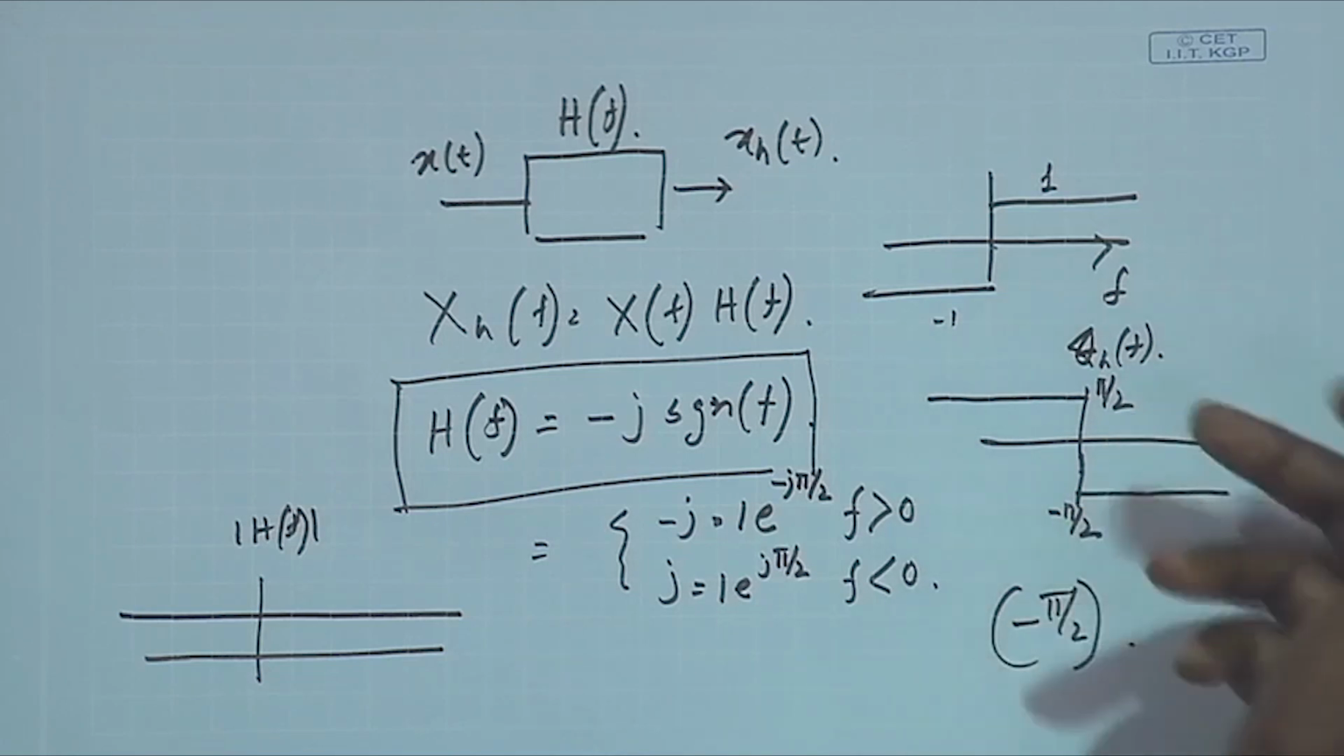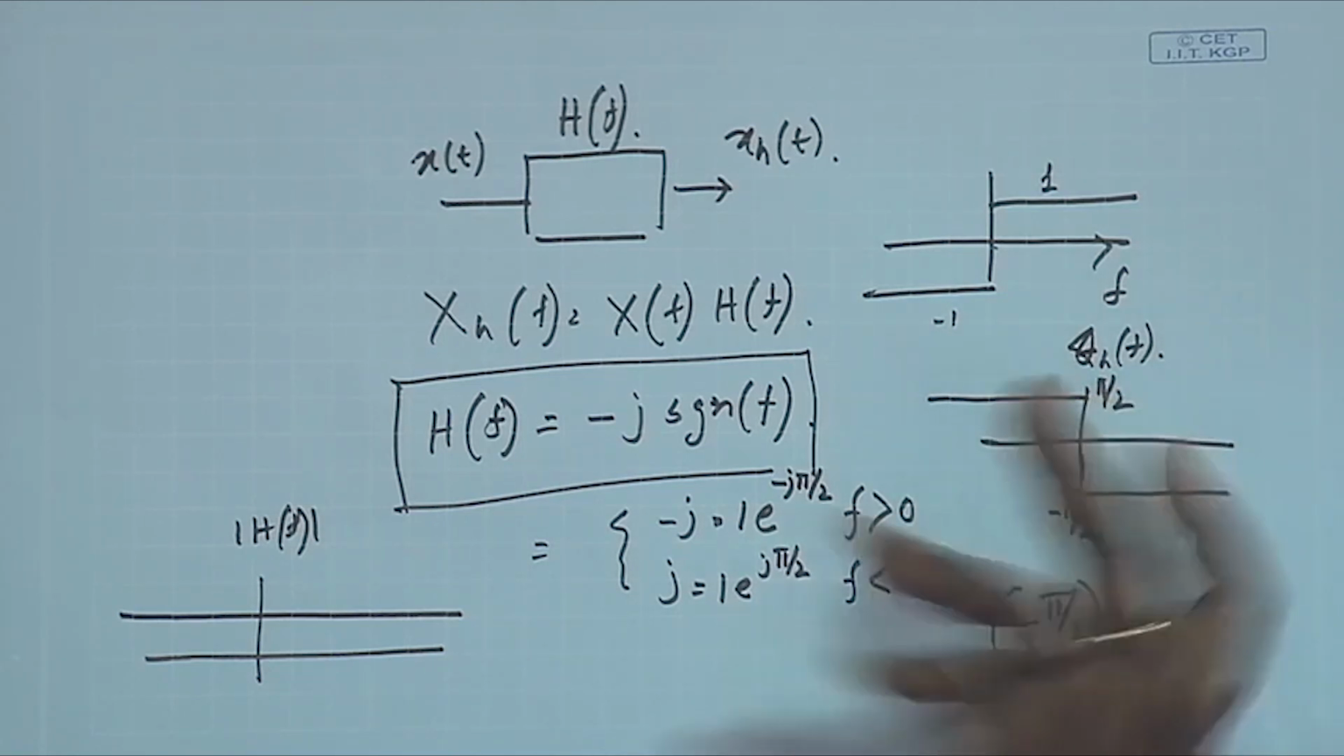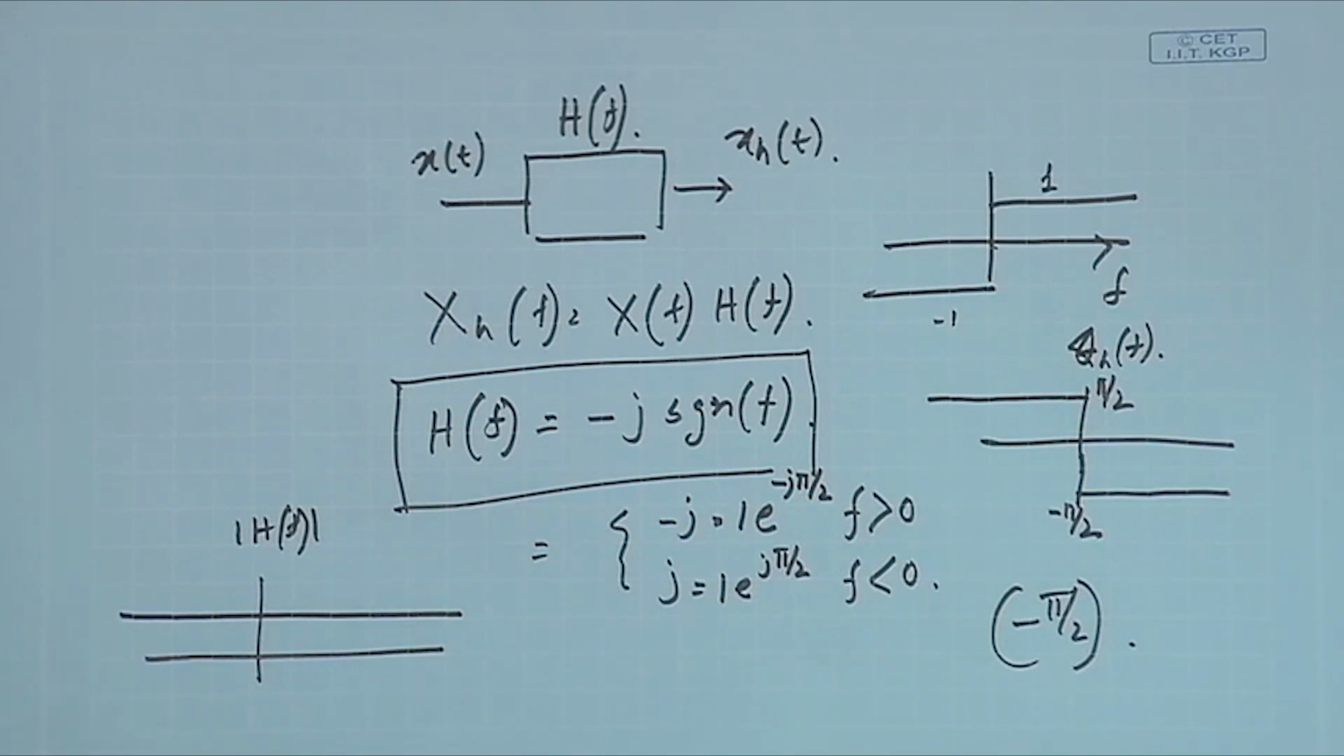So, it is always giving a minus pi by 2 phase shift to every frequency component. In the positive it is minus pi by 2, and in the negative it is plus pi by 2, which is again effectively a shift by minus pi by 2. So, every frequency component that you give, it is giving a pi by 2 phase shift, or rather, more concisely, a minus pi by 2 phase shift. This is a typical circuitry which does not touch the amplitude, but takes every frequency and gives it a pi by 2 phase shift.